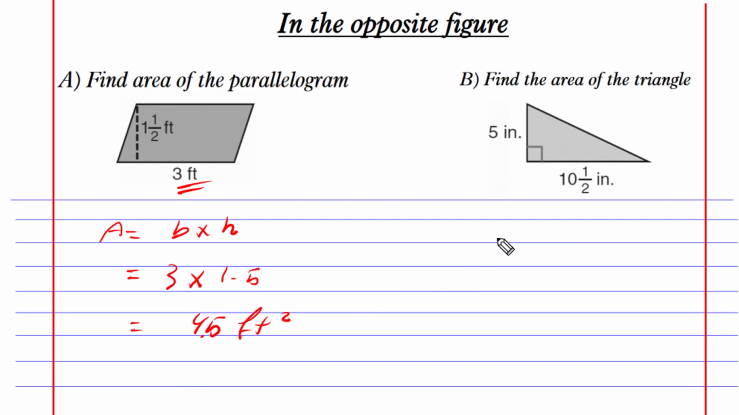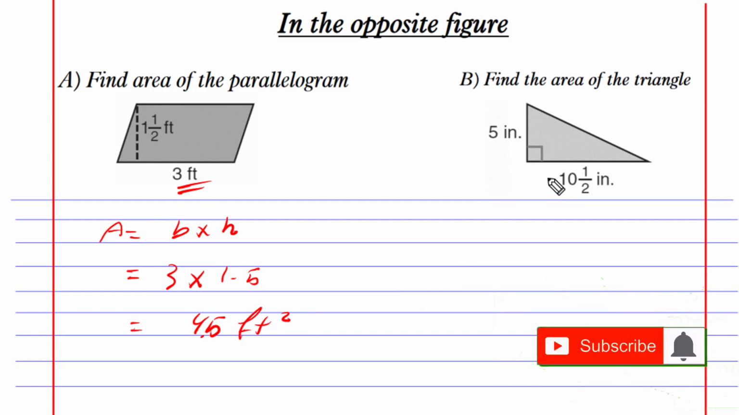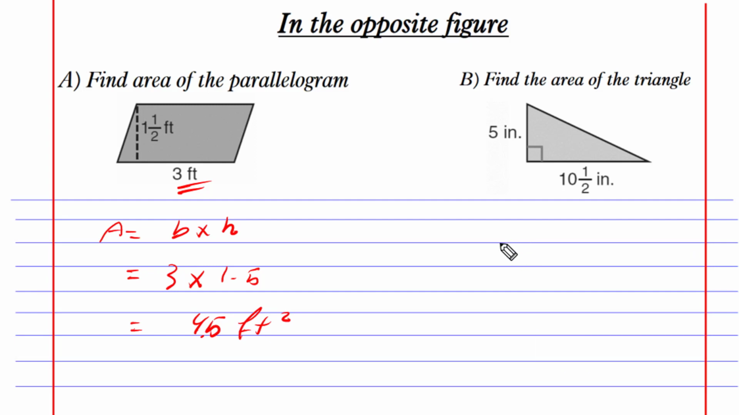Now, how can you find the area of a triangle? The area of a triangle equals what? Half base times height, or base times height divided by 2. We can write it as area equals half times base times height. Base equals what? 10 and 1/2. Now we have 1/2 times 10 and 1/2 times the height. It will be 5 inches.